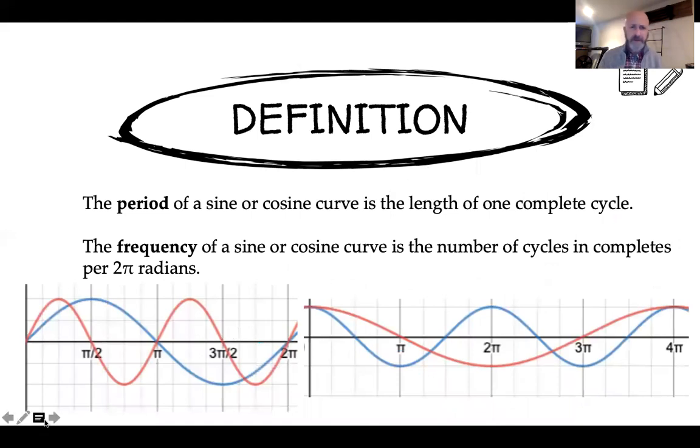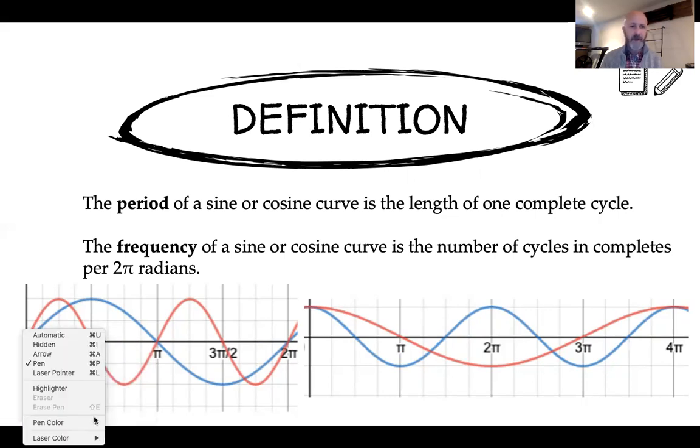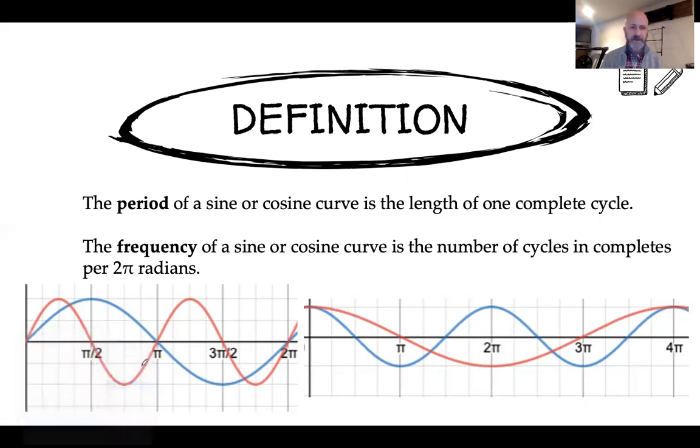One last set of definitions. The period of a sine or cosine curve is the length of one complete cycle. Meanwhile, the frequency of a sine or cosine curve is the number of cycles it completes in 2 pi radians. So what you see here is 2 graphs, each with 2 functions graphed. In blue on the left here, I see my standard sine curve. And then in blue on the right here, I see my standard cosine curve.